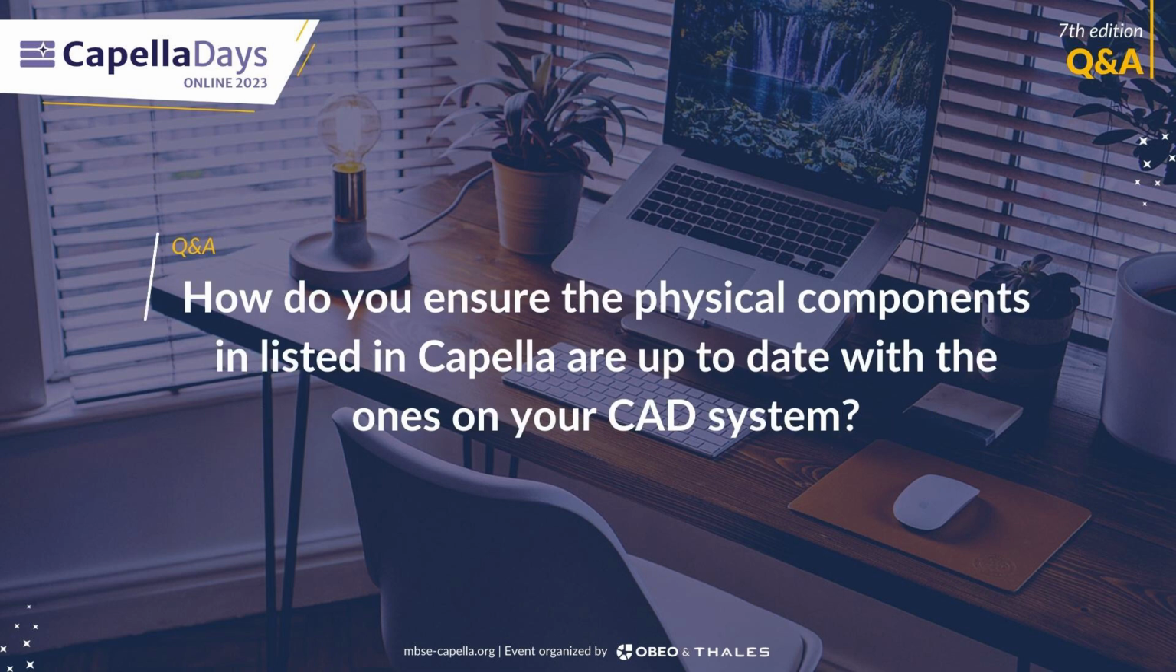How do you ensure the physical components enlisted in Capella are up to date with the ones on your CAD system? Great question. So really, if we think about this, it asks us, do you have bidirectional traceability, right? Yes, we are generating FMECA from your model, but how do you then go back to make sure that your FMECA is still up to date, or perhaps the results from your FMECA are being fed back to your model and your CAD parts. So we don't quite have that bidirectional capability built in yet.